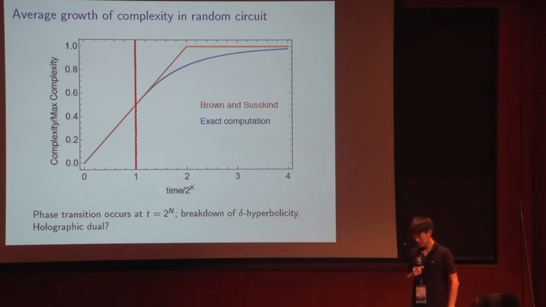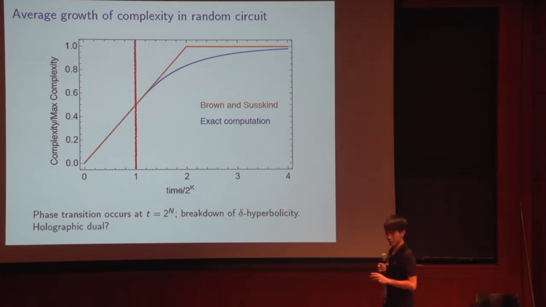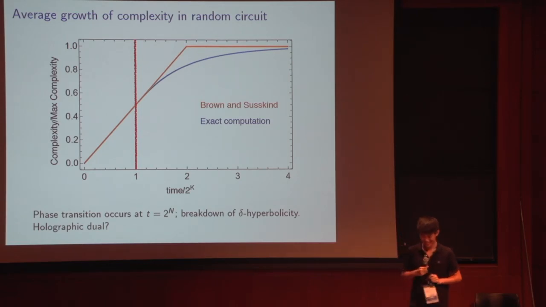The transition is a vertical line? Yes, there's a discontinuity at the red line, which I've drawn in red to suggest that it's related to firewalls. Perhaps. Yeah, the exact computation has a discontinuity in it.